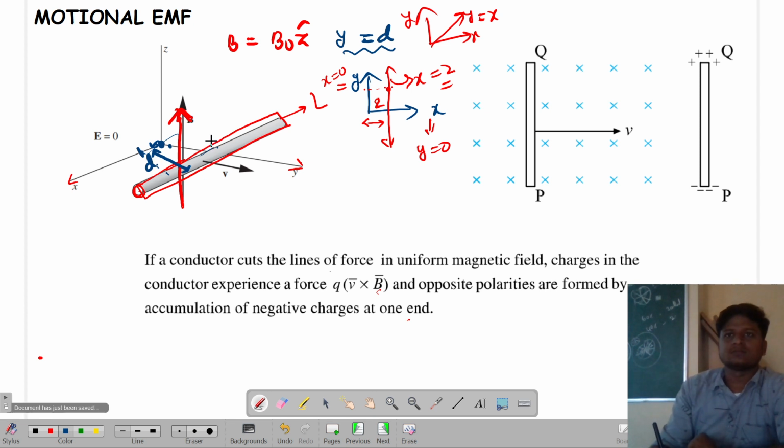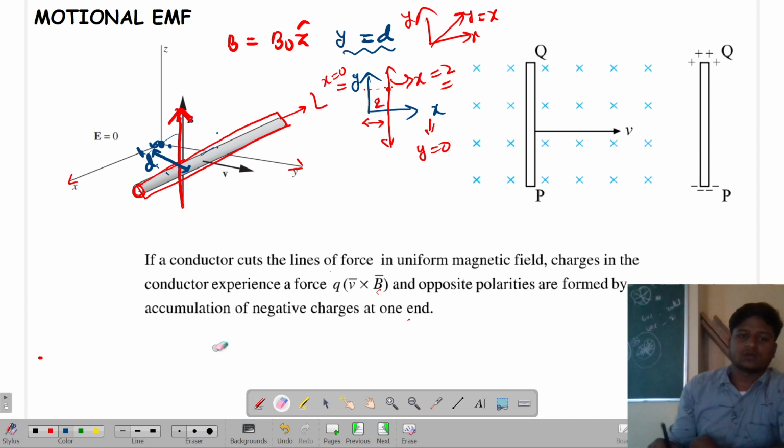Is this okay? What is this equation? X is equal to d always. Got it or not? Okay, I'm erasing this. Should I erase this? Understood or not?